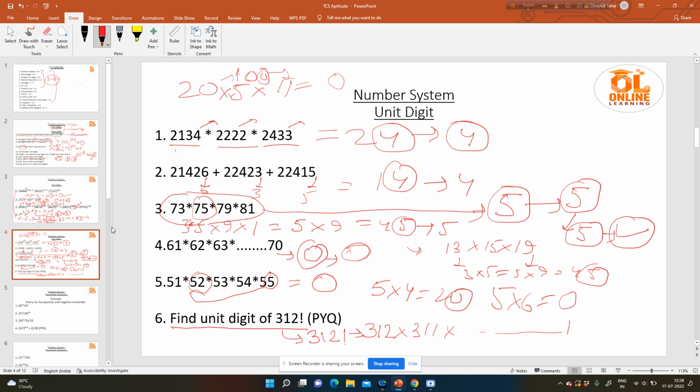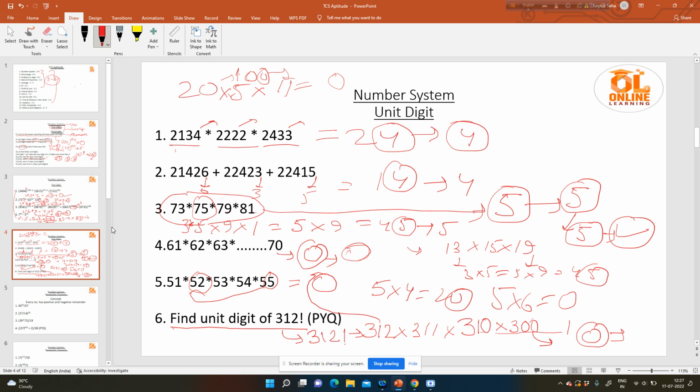So just use your brain. When you multiply all of these numbers, 312, 311, 310, there will be a number 310, and there will be 300, whose unit digit 0 is present when we multiply all of this. So as I've already told, if a unit digit 0 is present in any of the numbers, then what will be your unit digit answer? Your answer will be 0. So the unit digit of 312 factorial is 0.